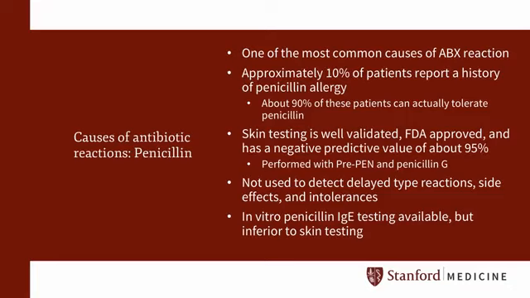Because it is the metabolites of penicillin that elicit most reactions, skin testing is done with PrePen and PenG as major and minor determinants, respectively, which test for immediate type hypersensitivities. It is not used to detect delayed type reactions, side effects, and intolerances. In vitro penicillin IgE testing is available, but carries a low negative predictive value, so is inferior to skin testing.